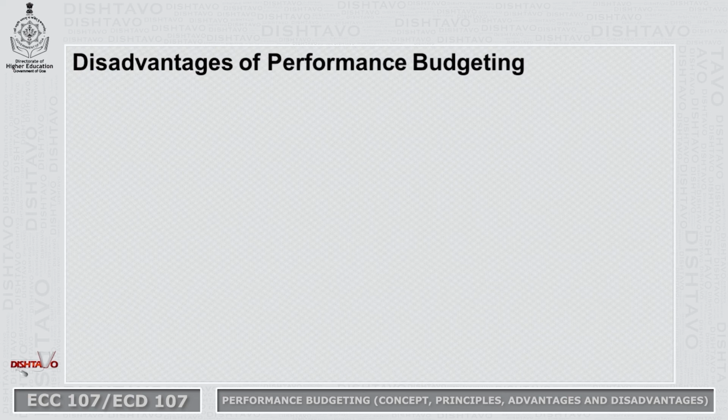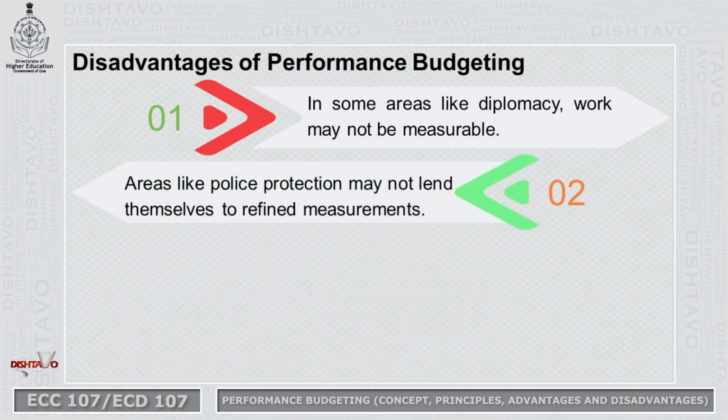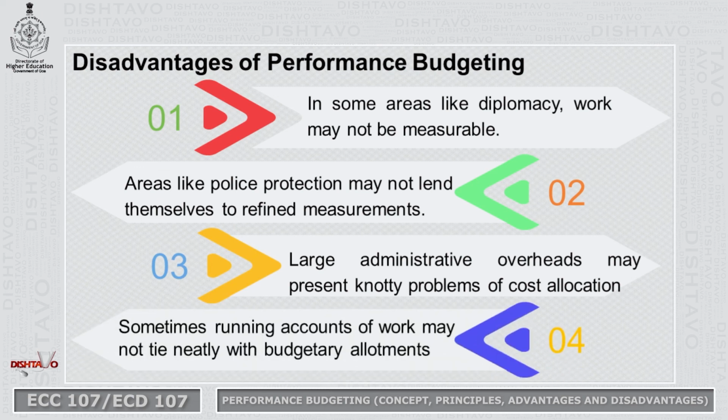As everything has its advantages, it also has its disadvantages. So, these are the disadvantages of performance budgeting. Number 1. In some areas like diplomacy, work may not be measurable. Secondly, areas like police protection may not lend themselves to refined performance measurements. Third, large administrative overheads may present knotty problems of cost allocation. And fourth, sometimes running accounts of work may not tie neatly with budgetary allotments.